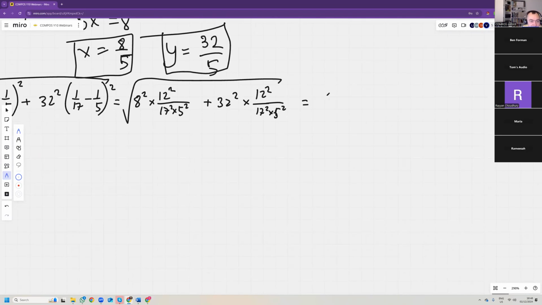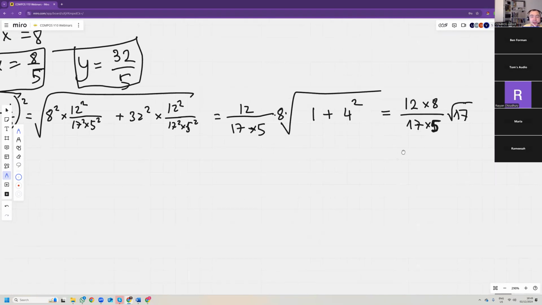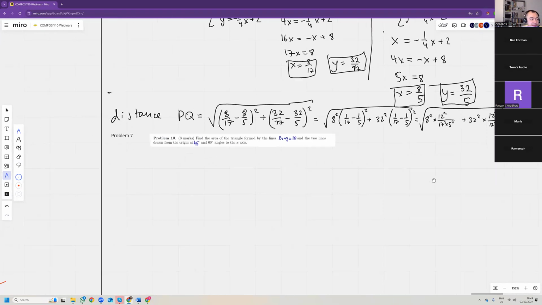This is what I do when I don't have a calculator. Well, I do have a calculator, but 17 times 5 square root of 8 squared plus 32 squared. Ooh, they both have 8 squared, so I can take 8 out. And that would be 1 plus 4 squared, which is root 17. Nice. So it's 12 times 8 divided by 17 times 5, root 17. Okay, and that's the distance PQ.